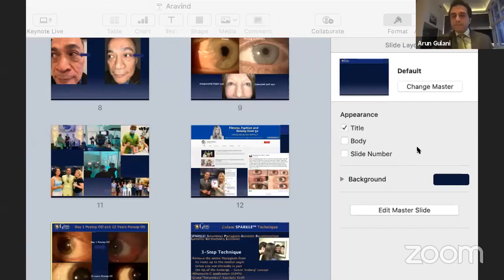Pterygium is an intriguing pathology that can present itself in various tissue distributions.